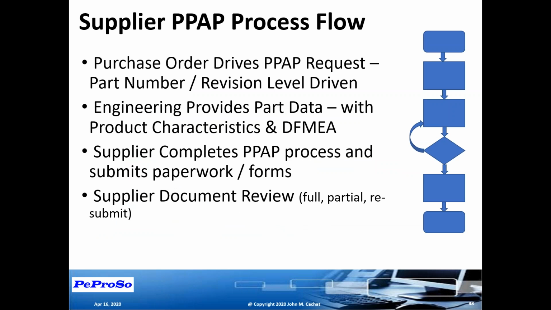So what the process flow kind of looks like in most companies: a PO drives the request. It's part number revision level driven. That's where engineering needs to help. They need to help getting me those characteristics. It would be nice if you shared the DFMEA. I know that's not happening, but theoretically, when I went through the training, that's what they said should happen. The supplier does their thing and sends it back, and we do a review.